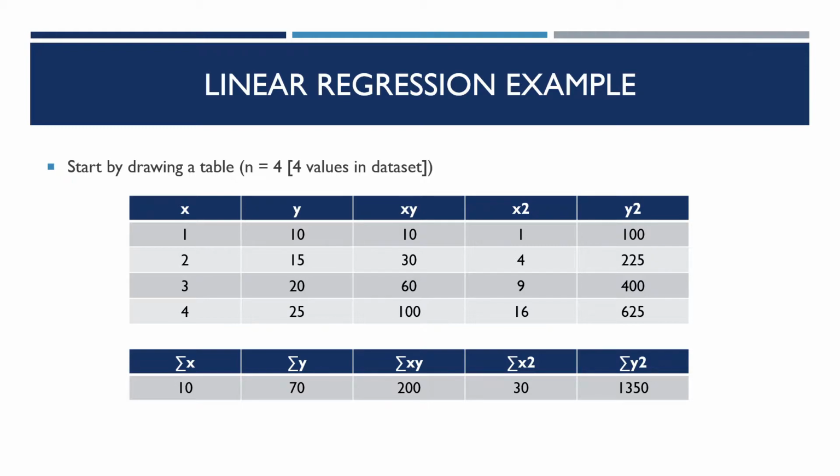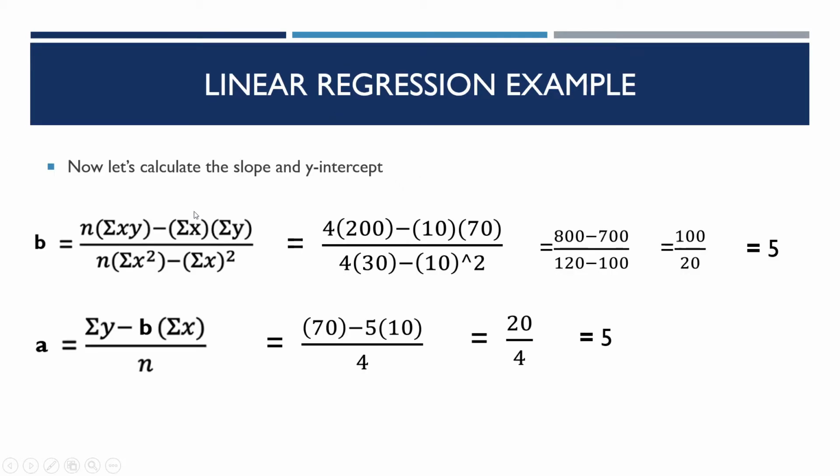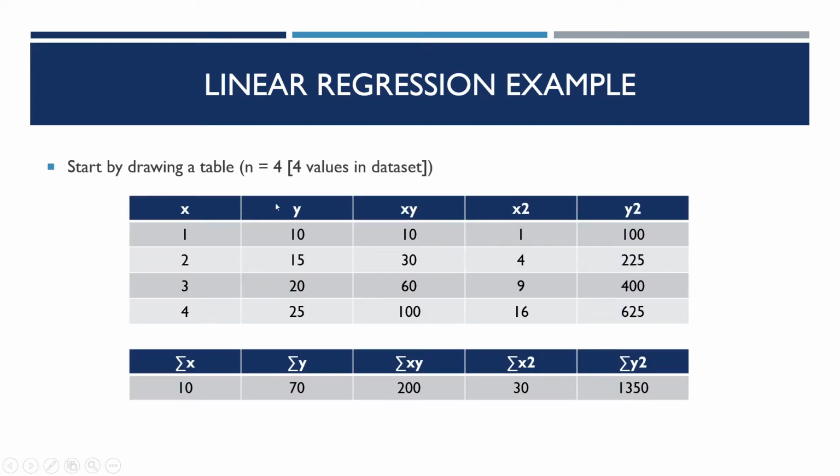Okay, so let's go through an example. I've got a table here, and let's say you start with x and y. You start with just x and y here. So these are your values for x: 1, 2, 3, 4. And your values of y are 10, 15, 20, 25. So that is your data sheet. Just these first two columns here in this top table.